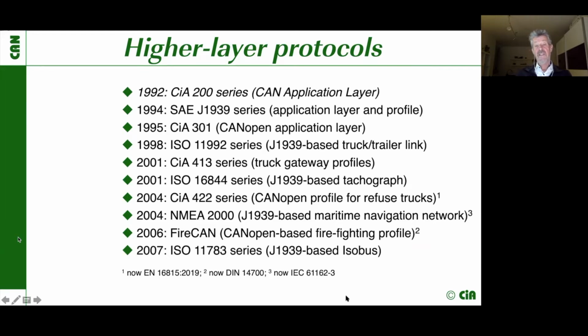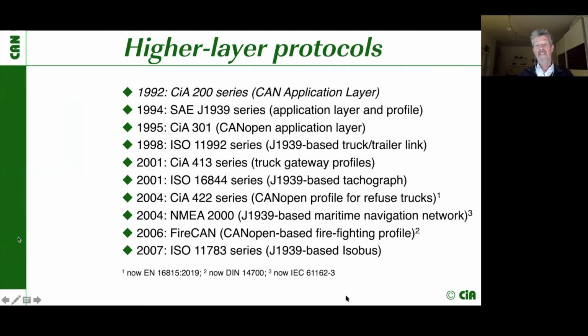In 2007, the ISO 11783 series was introduced, which is today also known as Isobus. It is also based on J1939. Some of the specifications have in the meantime been standardized.